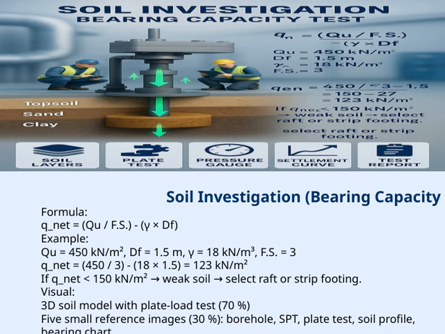To make this clearer, let's consider an example. Qu is 450 kilonewtons per square meter, Df is 1.5 meters, gamma is 18 kilonewtons per cubic meter, and the factor of safety is 3. Using these values, we calculate QNet as 450 divided by 3, minus 18 times 1.5, which results in 123 kilonewtons per square meter. If the QNet is less than 150 kilonewtons per square meter, that indicates weak soil, and in such cases, we need to choose a suitable foundation type like a raft or strip footing.